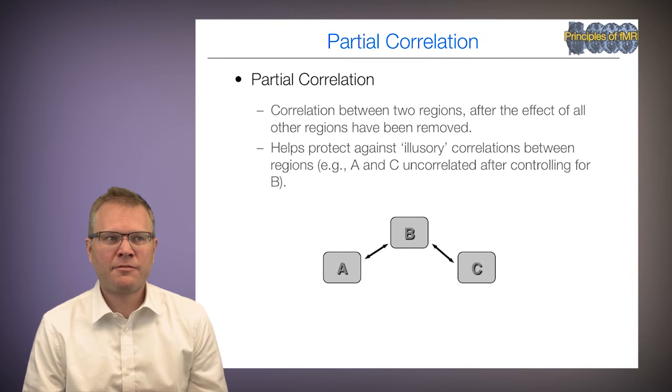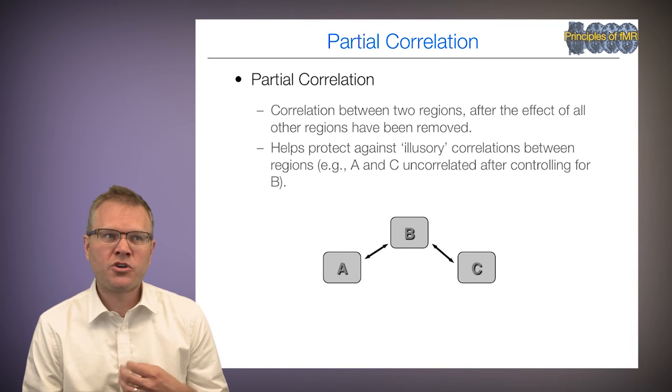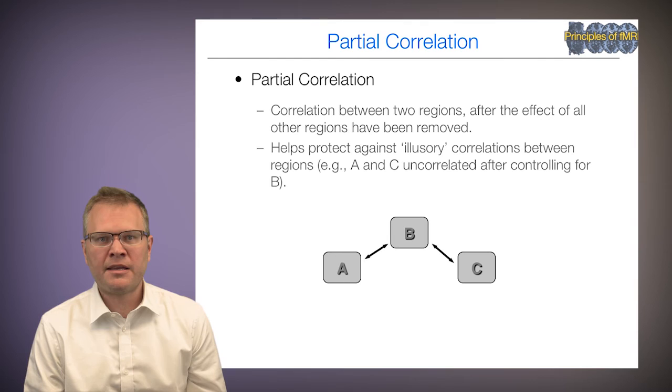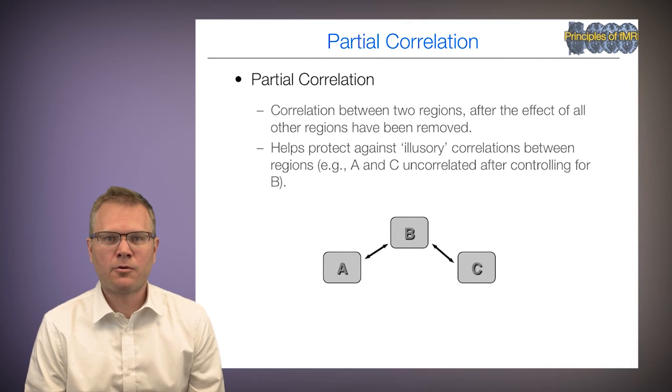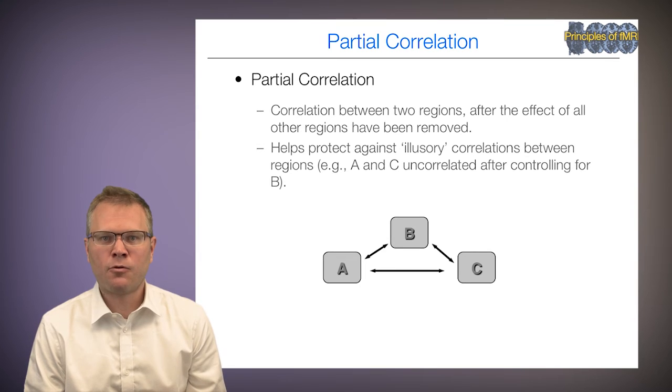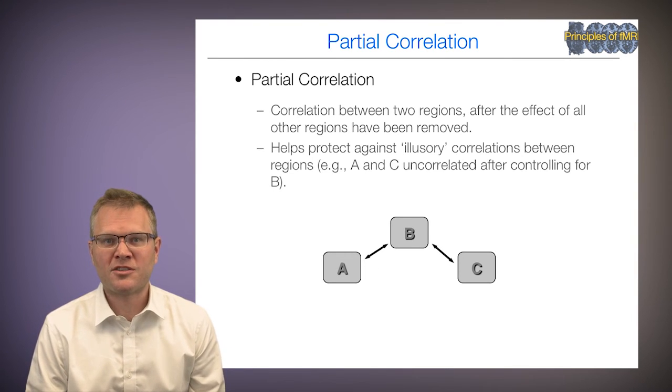For example, we might have two regions A and C which are uncorrelated after controlling for B. However, if we look at the simple correlation between them, we're going to get them all, A, B, and C, all be highly correlated with each other, even though A and C are only related to each other through B. And that's what we want to guard against by computing partial correlations.